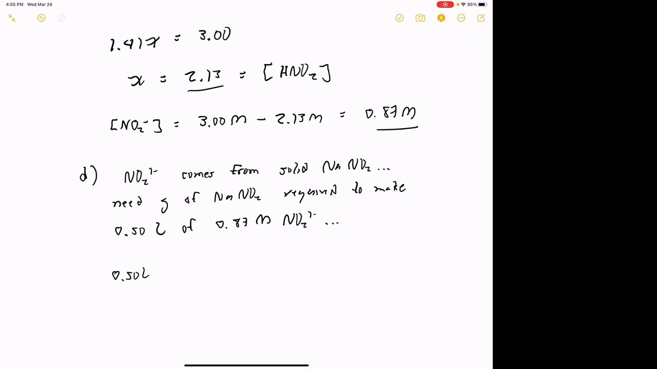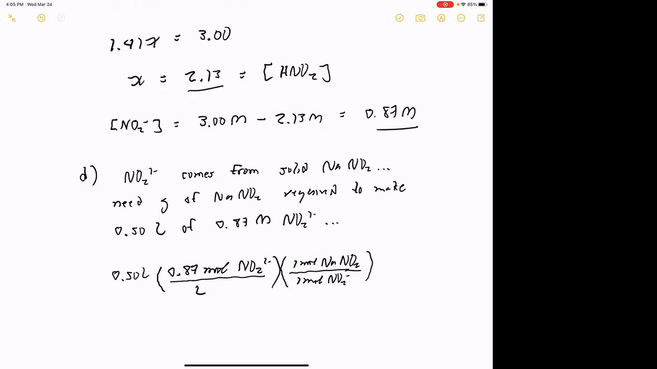So we need a half liter of the buffer. I'm going to multiply it by the 0.87 moles of NO2 1 minus that I need per liter of the buffer, right? Okay, and now what am I going to do? I can get a mole-to-mole relationship between that and the salt, can't I? So for every 1 mole of NO2 minus, I need 1 mole of the salt, which is the NaNO2. Everybody see that? Per dissociation of the NaNO2, I get 1 NO2 minus. Everybody see that?